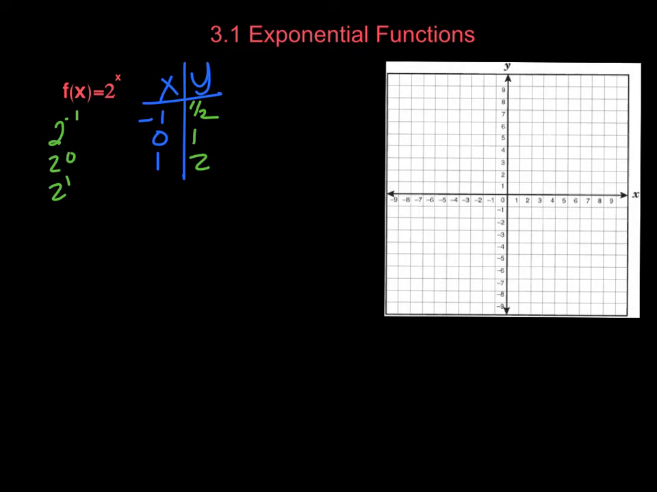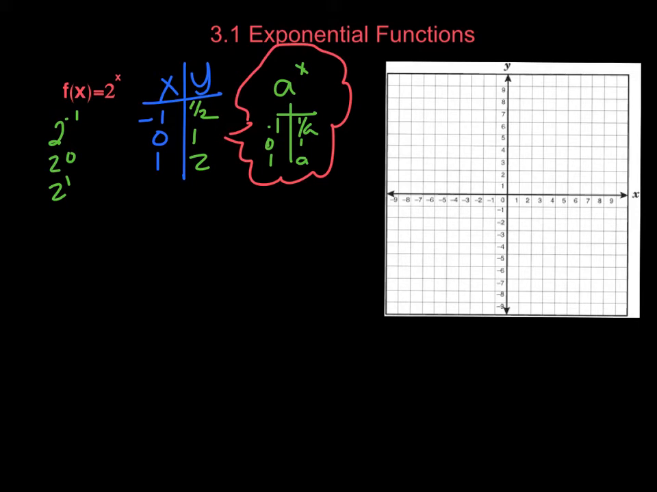So anything to the x is going to be 1 over a, 1, a. That's just a generalization for all of our exponentials, and that will help us later on when we go to find everything else. So I'm going to plot my points: -1, 1/2; 0, 1; 1, 2.